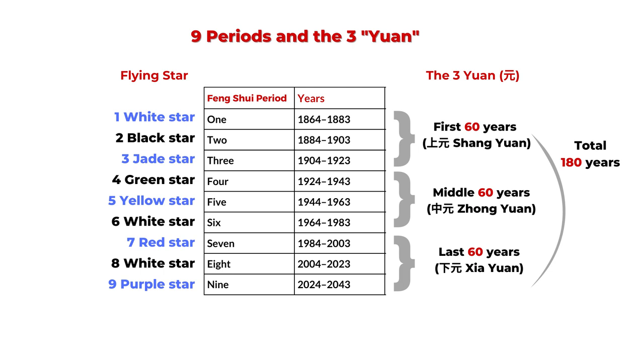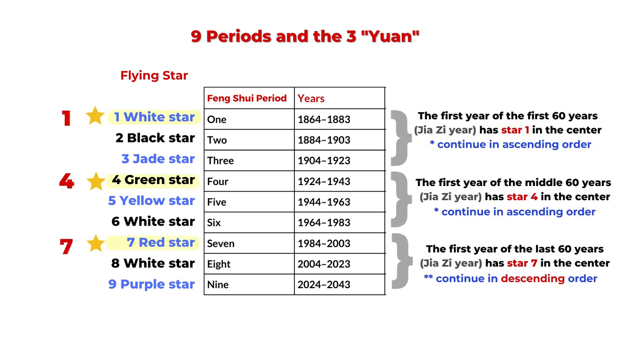The middle 元 includes period 4 to 6, and the 下元 includes period 7 to period 9. And now we are in the 下元. We are at the last year of period 8, going to period 9 in 2024. Now we know the basic structure of the 9 periods, and the rule is very simple here.